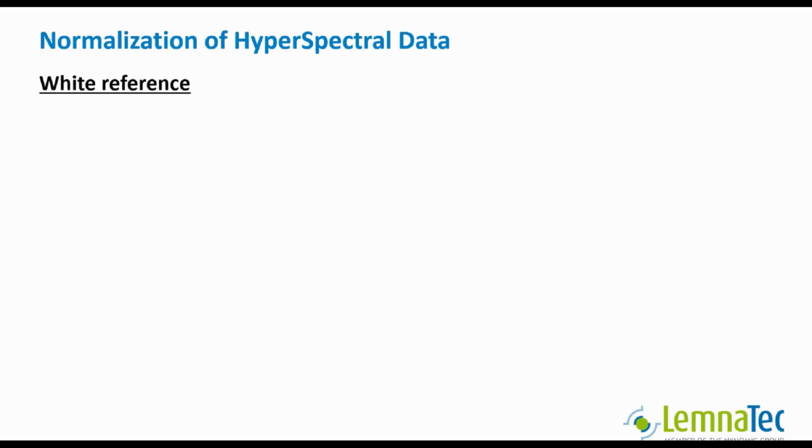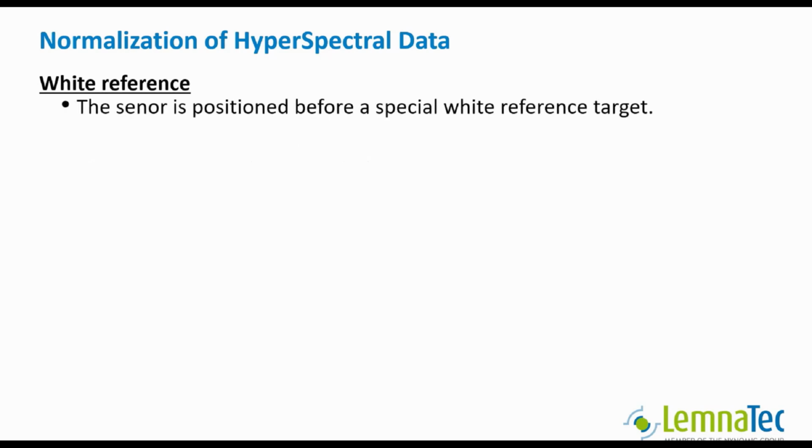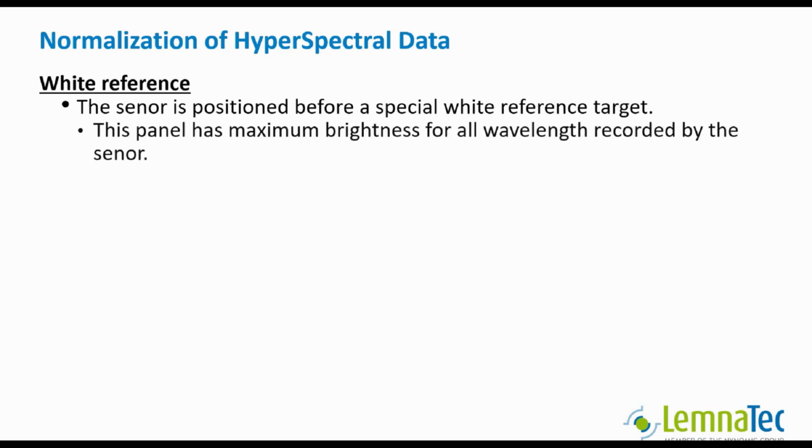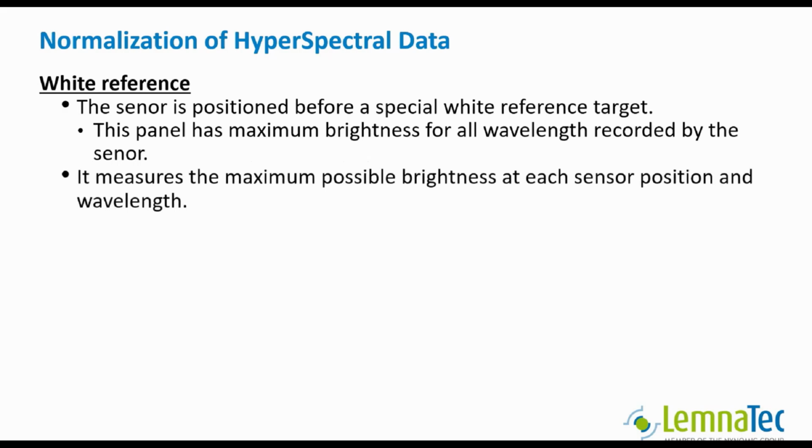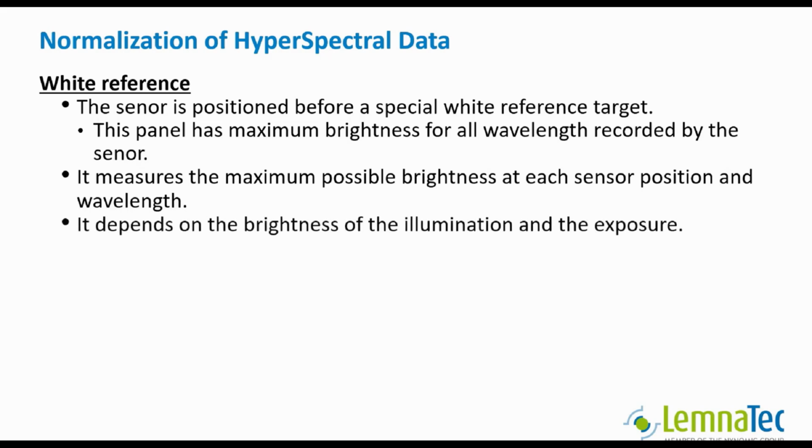The other data cube is the white reference. For this, we position the sensor in front of a special white target panel. This panel is as bright white as possible. Hence, we determine the maximum amount of light reflected at any wavelength. The absolute signal strength here depends on the brightness of the illumination and the exposure time as well. The white reference reveals also stuck pixels.